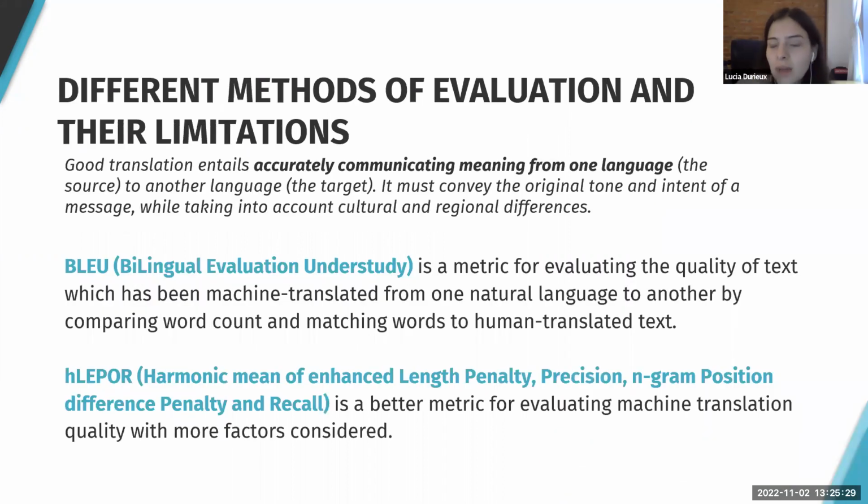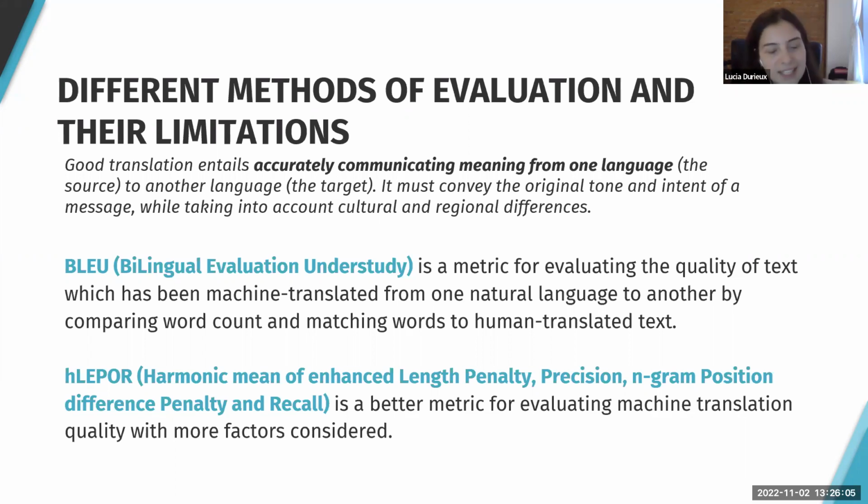So when we talk about evaluating machine translation, we have different ways of evaluating the machine translation and even the translation in general. Definitions or some of the goalposts that are set by the industry are summarized. So I'll just go ahead and read this for everyone. Good translation entails accurately communicating the meaning from one language, your source text, to another language, the target text. It must convey the original tone and intent of a message while taking into account cultural and regional differences.